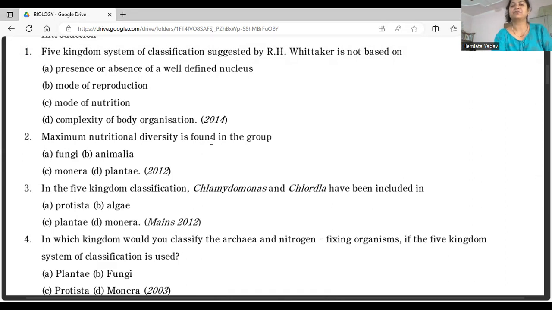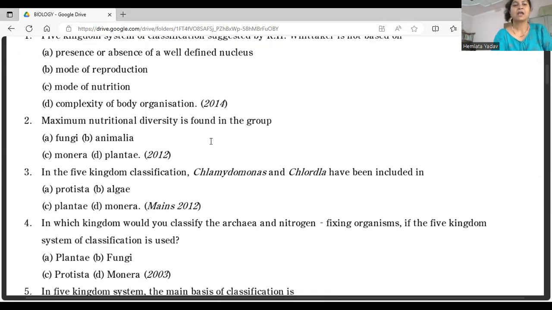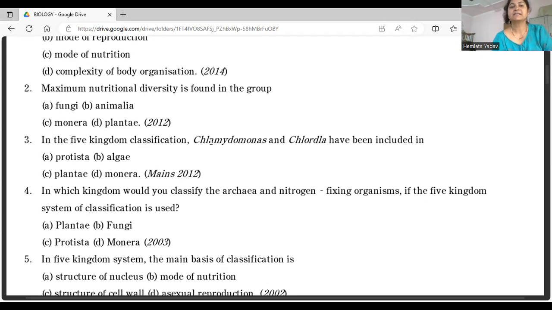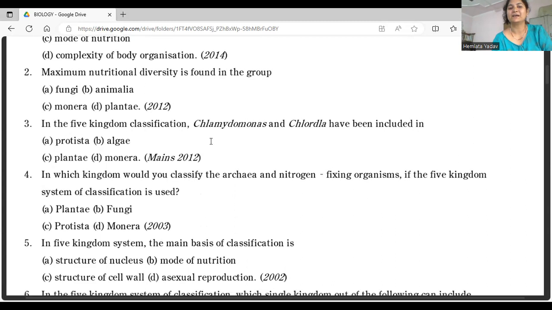Second, maximum nutritional diversity is found in the group: A, fungi, B, animalia, C, monera, D, plantae. It has come in 2012. The answer is monera, because monera can be autotrophic, and the autotrophic is also of different types, like photoautotrophic and chemoautotrophic. Monera can be parasitic as well, and they can be saprophytic as well. Maximum nutritional diversity is found in the monera.